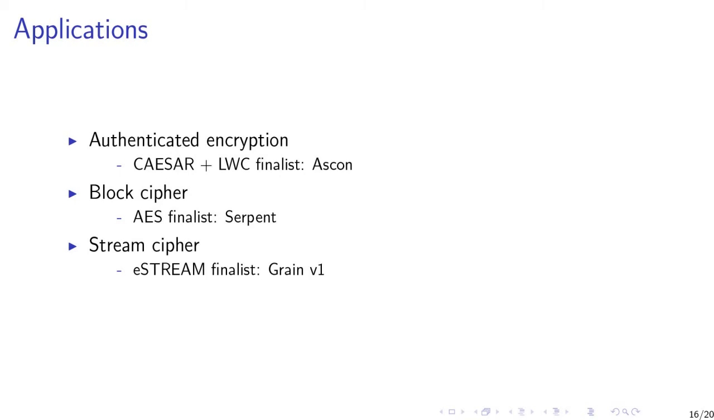As illustrations, we applied our theory and techniques to three different types of symmetric key ciphers, including the authenticated cipher ESCRON, the block cipher Serpent, and the stream cipher Grain v1. ESCRON is a finalist of the NIST LWC competition, Serpent is an AES finalist, and Grain v1 is an eSTREAM finalist.